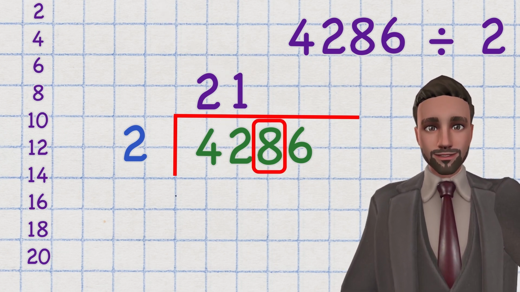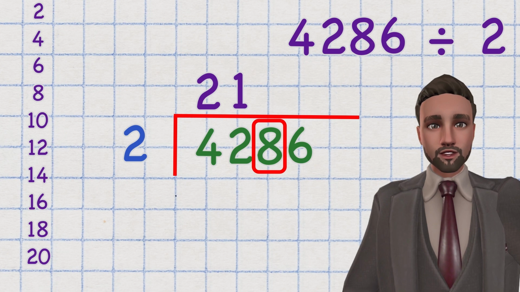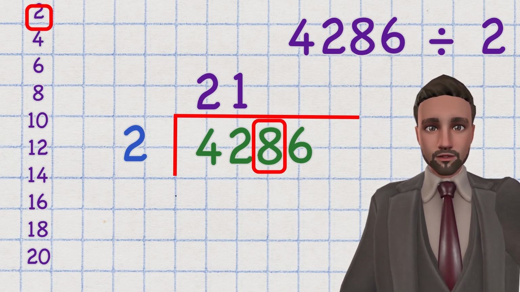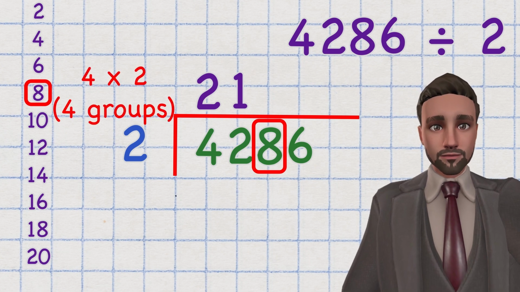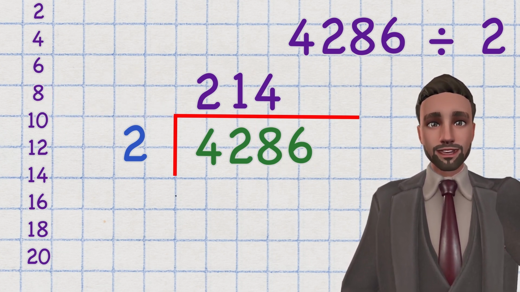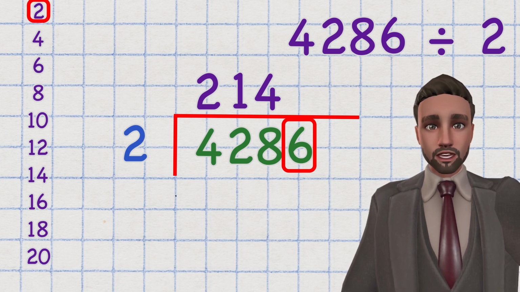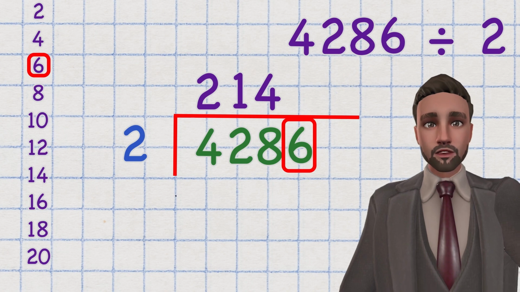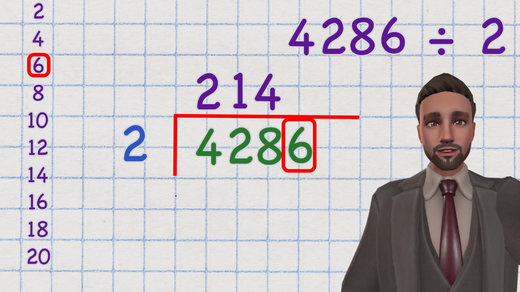Next, 8. How many groups of 2 can I make with 8? I count down my multiples. I can make 4 groups. 4 here. And finally, 6. 6 divided by 2. How many groups can I make with 6? 3. 3 goes here.